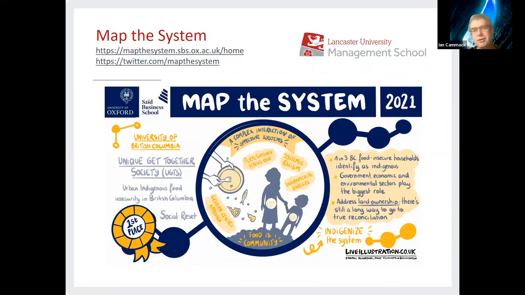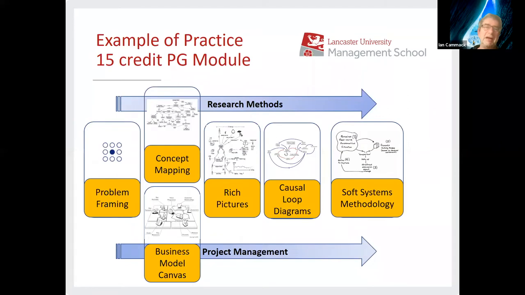Now, as mentioned, this year is the first year that we've engaged in the Map the System competition. That follows a similar pattern to the work I've just shown, but Map the System finishes at the causal loop diagram, so it finishes at the representation of the complexity of a problem situation.